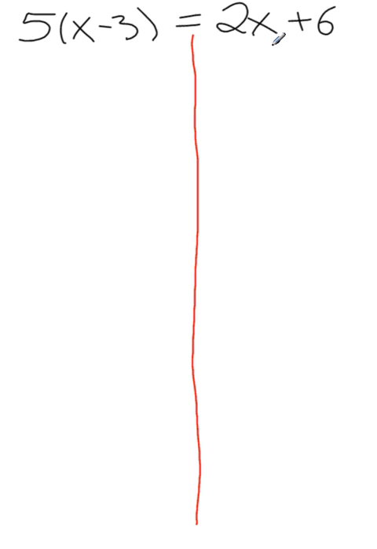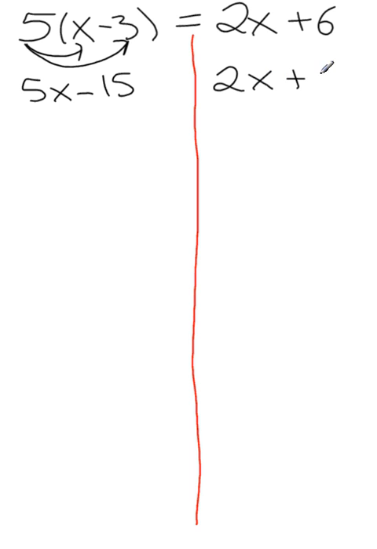Now, when you have the distributive property here, you want to go ahead and distribute that out. So we're going to multiply that 5 across the quantity x minus 3. We're going to end up with a 5x, and 5 times 3 is 15, so we get 5x minus 15. And we didn't do anything to this side, so we're just going to leave it alone.